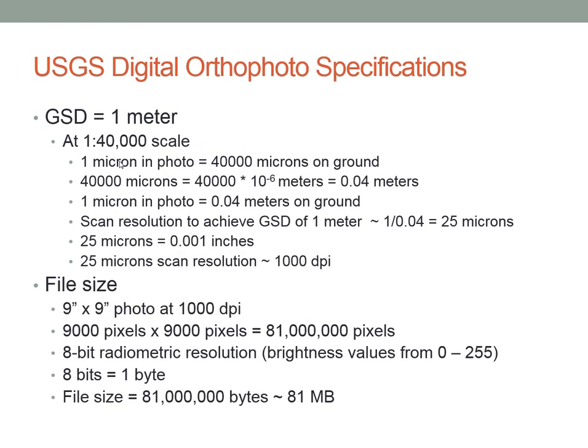NAP photography was used by the USGS to create nationwide digital orthophoto quarter quadrangles, or DOQQs, at 1 meter pixel size, or ground sample distance, GSD.